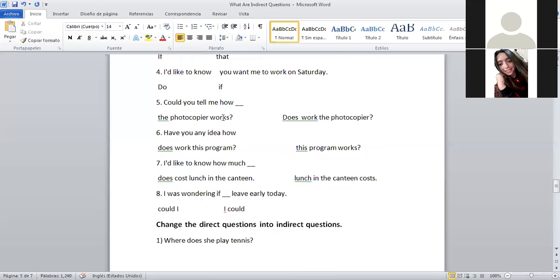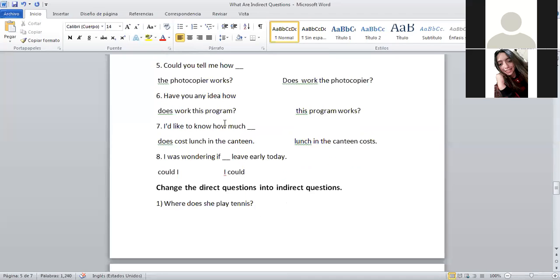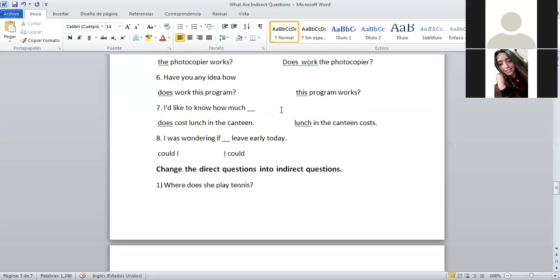Very easy. Can you tell me how the photocopier works? Could you tell me how the photocopier works? Okay. Have you any idea how this program works? I like to know how much lunch in the canteen costs. And the last one, I was wondering if I could leave early today.